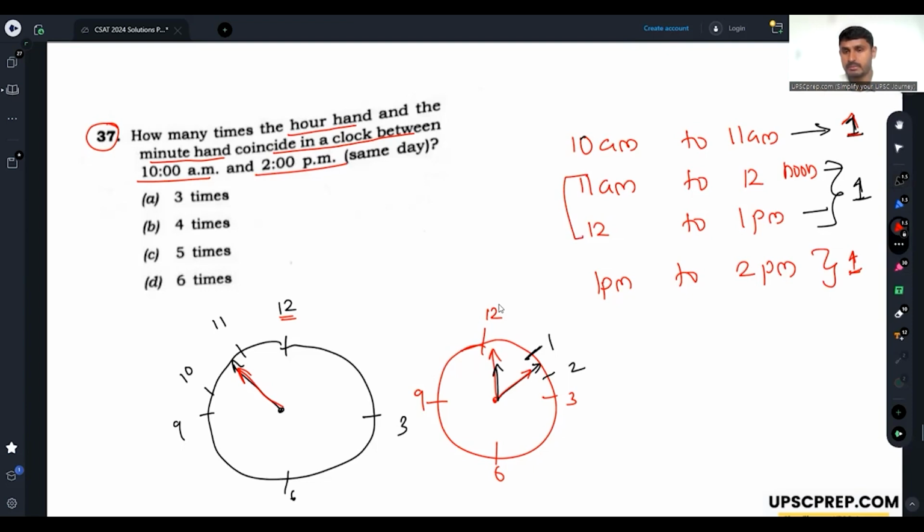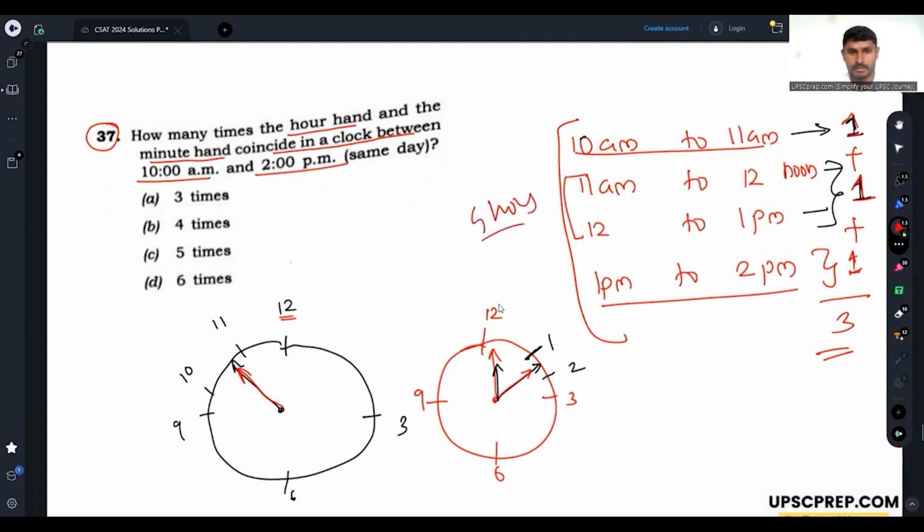So if you see the slots between 11 and 1 p.m., it will be coinciding just one time, and every hour it will be coinciding one time. So 1 plus 1 plus 1, 3 times totally it will be coinciding between these 4 hours. So 3 times, that is option A, will be the correct answer.